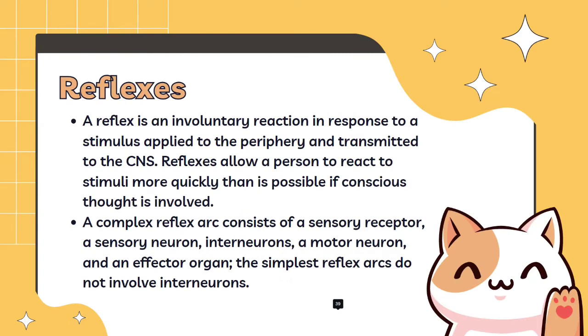A reflex is an involuntary reaction in response to a stimulus applied to the periphery and transmitted to the CNS. Reflexes allow a person to react to stimuli more quickly than is possible if conscious thought is involved. A complex reflex arc consists of a sensory receptor, a sensory neuron, interneurons, a motor neuron, and an effector organ. The simplest reflex arcs do not involve interneurons.